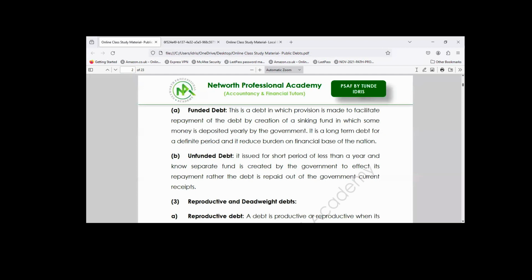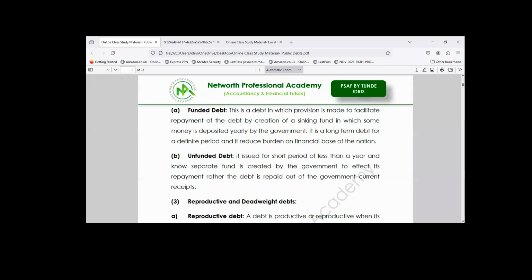Take for instance, when you borrowed money, the creditor may say, you just borrowed money now. In the next 3 years, don't pay me back. Don't pay me back both the principal and interest. After 3 years, you'll now be paying back. That 3 years is the moratorium period.